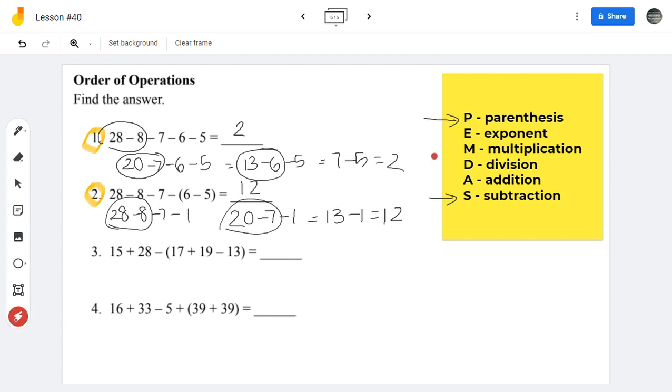And so for order of operations, make sure it goes from up to down when you're doing the order. And if you only have the same operation in the same problem, then you're just going to go from left to right to solve it.